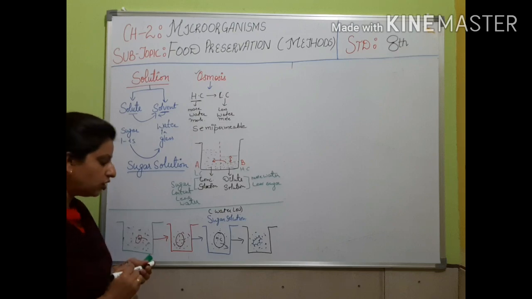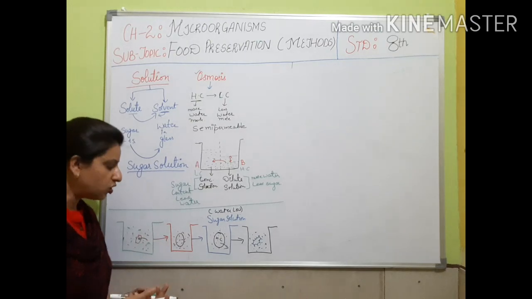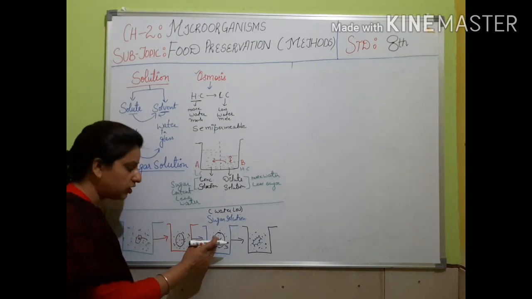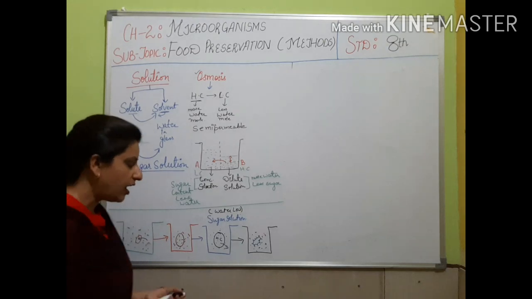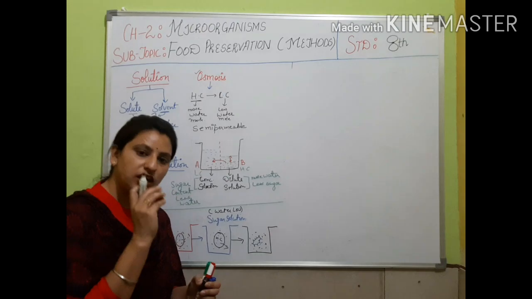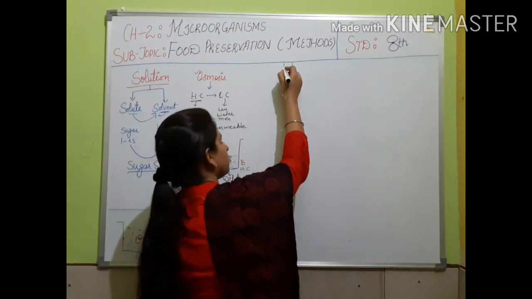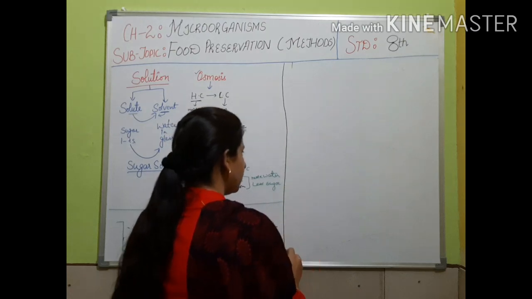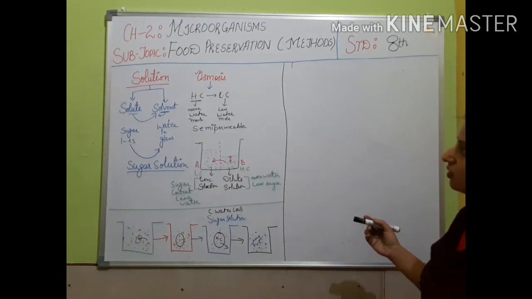Because the swollen resin has just lost the water, because it has a higher concentration of water, so it loses the water from inside to outside, and as a result we get the resin which shrinks in size, small in size. So I hope you understand the process of osmosis, that what is osmosis and what is a solution. Now we'll move towards the methods.